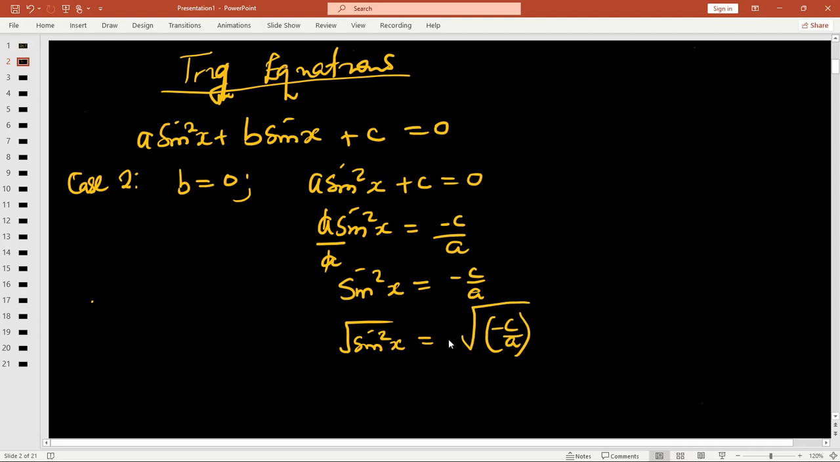Okay, so now when you introduce a square root on one side where there isn't a square to cancel out with a square root, we usually put the positive and negative symbols there. So here we're left with sine x equal to plus or minus the square root of negative c over a. Now here we're more focused on this negative and positive outside. Let me talk about this for a while.